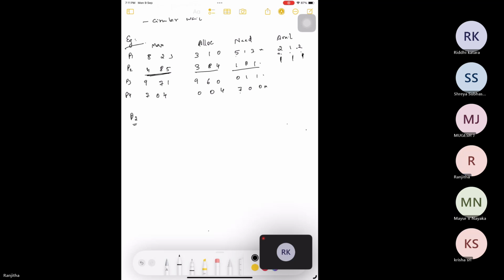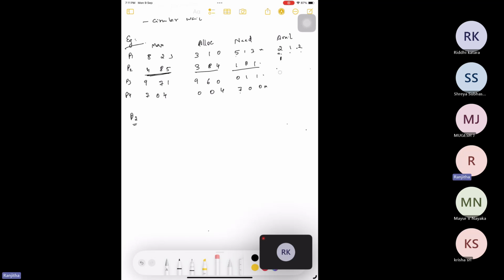Yes, ma'am. So now once P2 is completed, 4, 8, and 5 will come to the available list. That is 4, 8, and 5. So 5 plus 1, 6, 8 plus 1, 9, 4 plus 1, 5. Okay, ma'am. So this is one way of doing it.